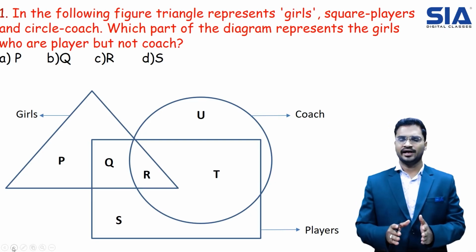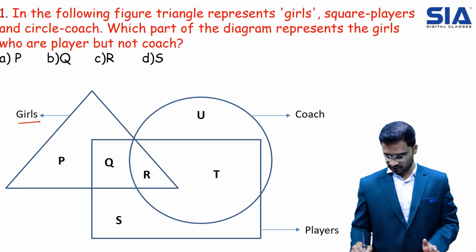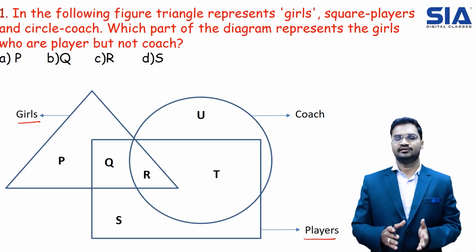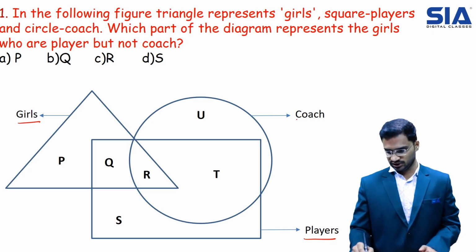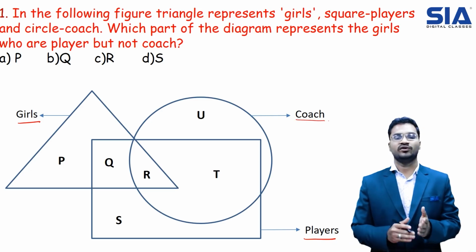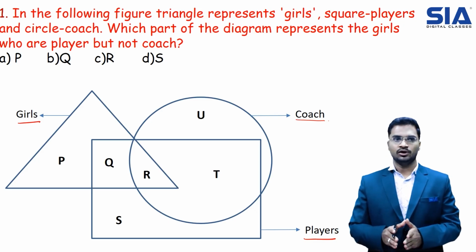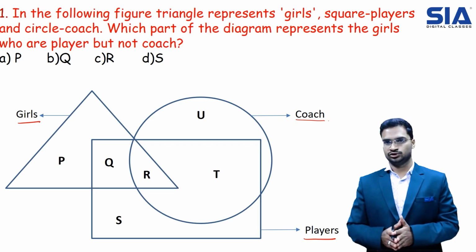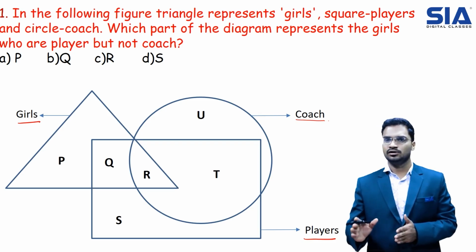So here the triangle represents girls and the square represents players. Square or rectangle, this represents players, and the circle represents coach. The circle is coach. Now what we have to find? We have to find which part of the diagram represents the girls who are players but not coach. So we have to find the girls who are players but not coach.